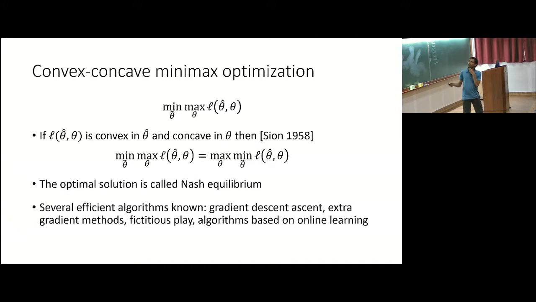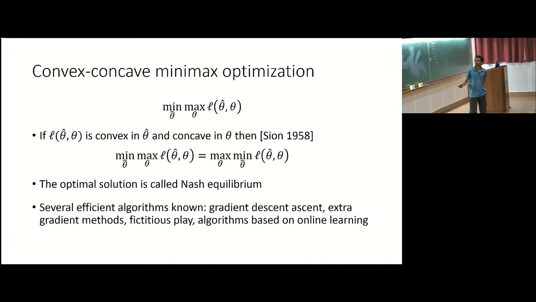If the function is convex in the minimization variable and concave in the maximization variable, then there are several famous minimax theorems, and one of them, Sion's minimax theorem, tells us that the order of min and max is not important. So the min over theta hat and max over theta is the same as max over theta and min over theta hat for the convex-concave setting. The optimal solution that achieves this minimax, the pair theta hat and theta, is called the Nash equilibrium.